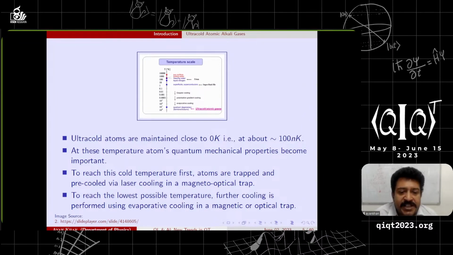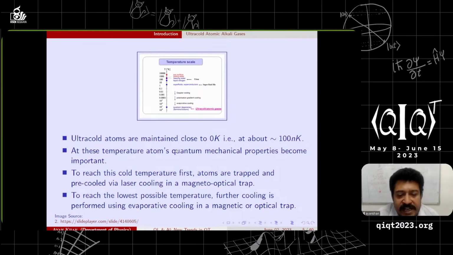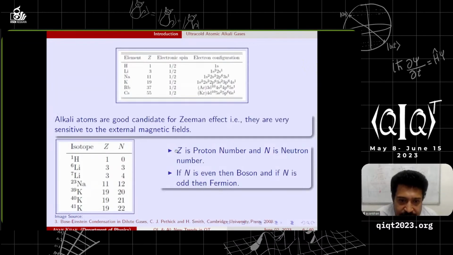At this temperature, the quantum mechanical properties of the atoms become very important. To reach such a cold temperature, you require a lot of technologies, and that was the sole reason it took 70 years, from 1925 to 1995, to actually observe the Bose-Einstein condensate. It required a lot of technical advancement in trapping and cooling, and for today's talk, I am not going into any details of those, but we will try to focus on something else.